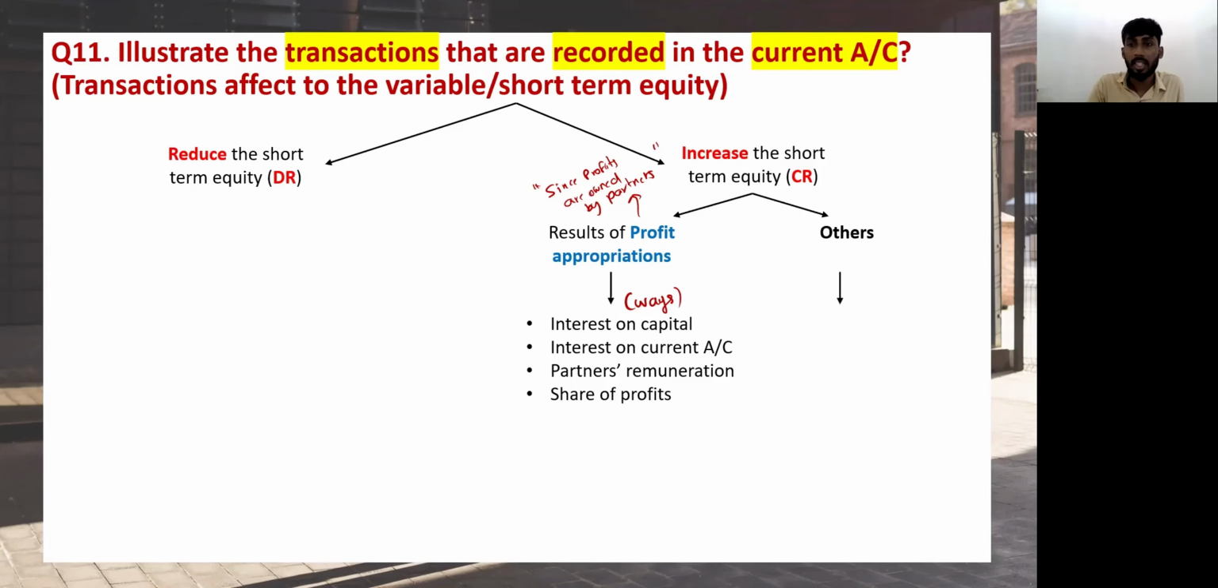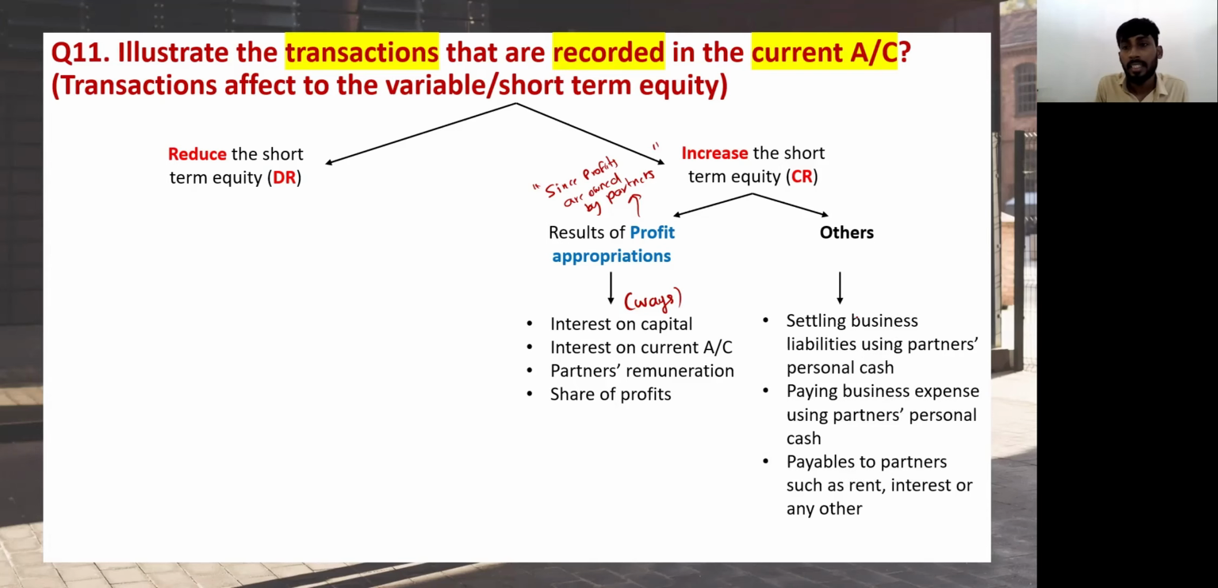Other transactions. What? Settling business liabilities using partners' personal cash. If the business liability is settled through partners' personal cash, not the business cash, then that personal cash needs to be repaid back to the partners. Okay, because the cash is not a business asset, it's a personal asset. In that situation, that amount is reimbursable. Okay, that amount is payable to that partner. So we are crediting that to the current account.